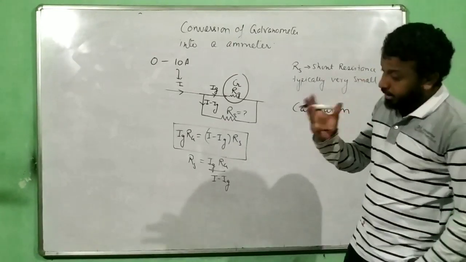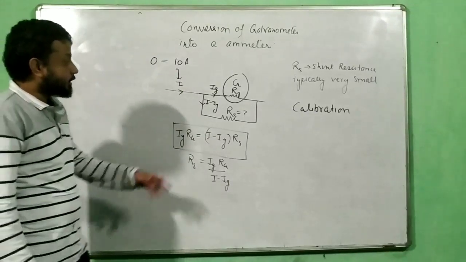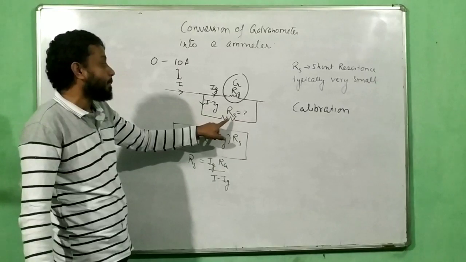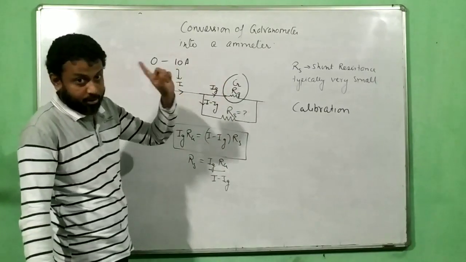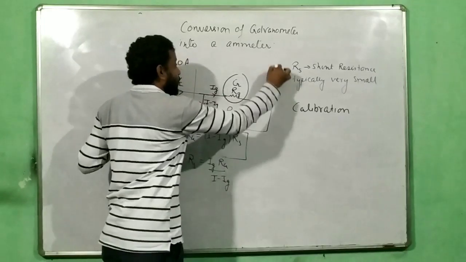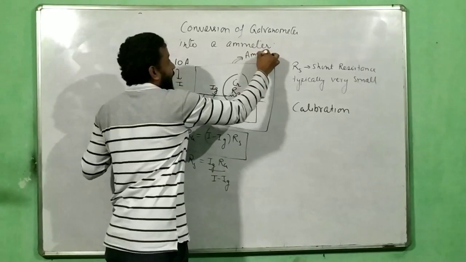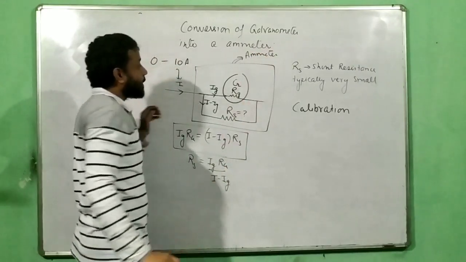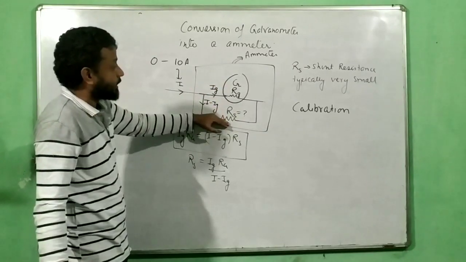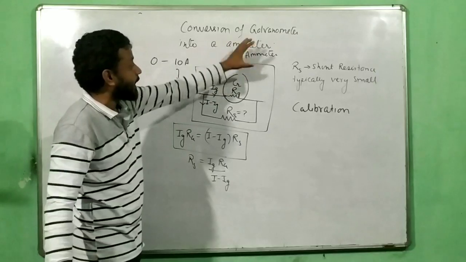Now, three things, and these three things are very, very important. First thing, shunt resistance are a very small value which are connected in parallel to galvanometer. Point number one. Then this device as a whole is called ammeter. So when they ask you what is ammeter, you have to write ammeter in which a galvanometer is connected parallel to a shunt. So this together parallel connection is called ammeter.